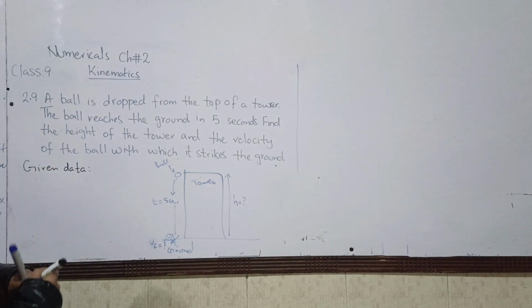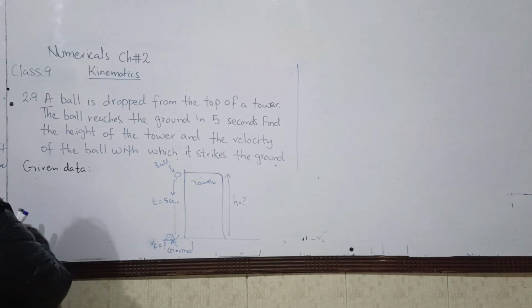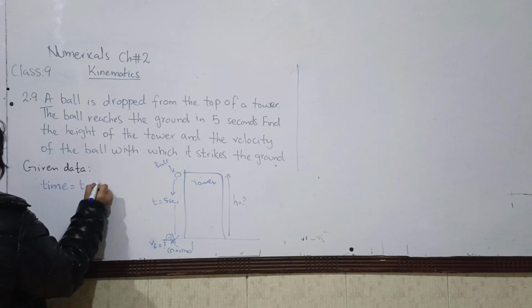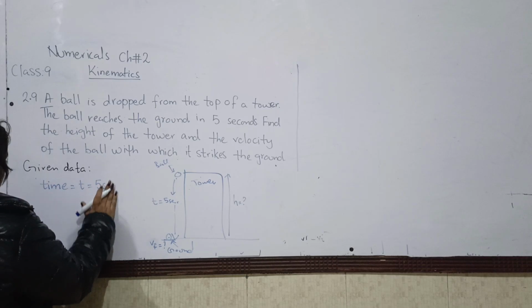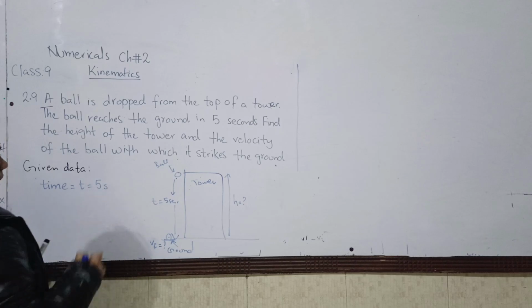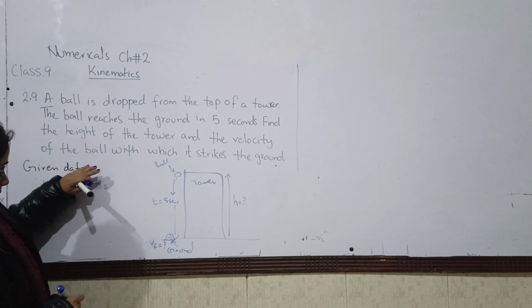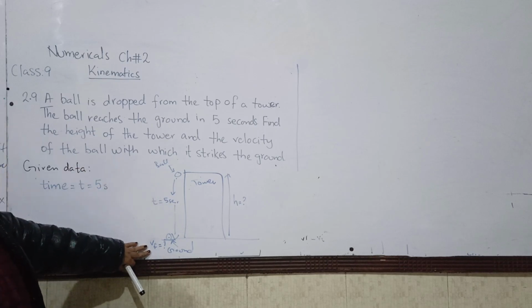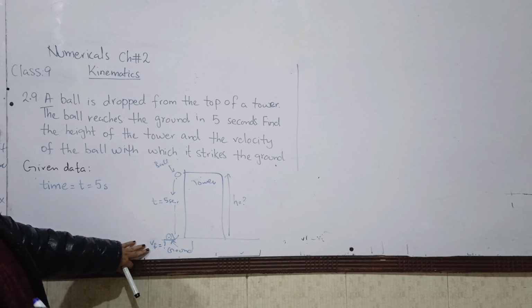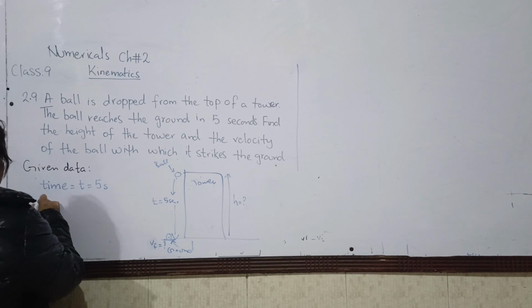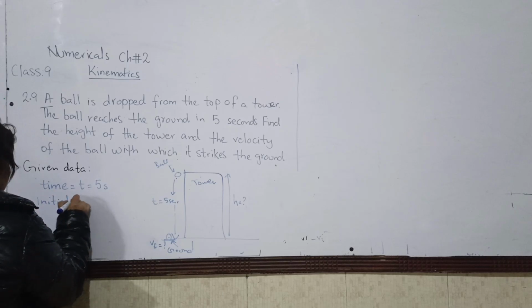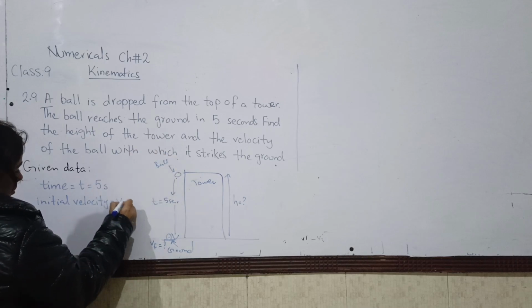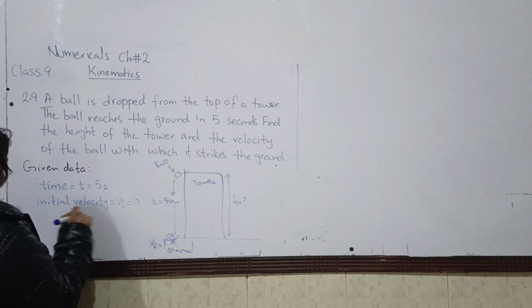So write the data. Time is given, that is 5 seconds. We can write it with a small s. And height, we want to find the height. Here we have the final velocity; we want to find that velocity when the ball hits the ground. So our initial velocity was 0 at the top, and the final velocity we want to find.